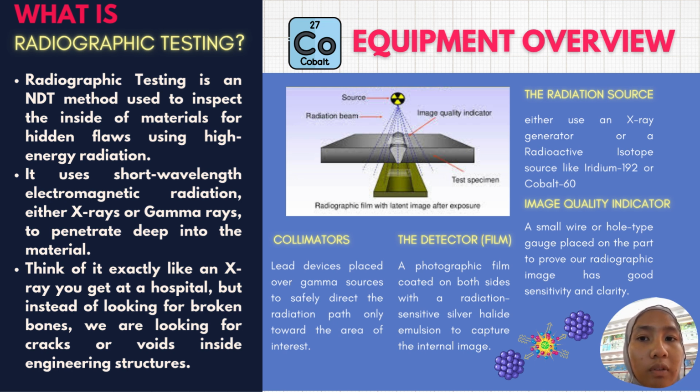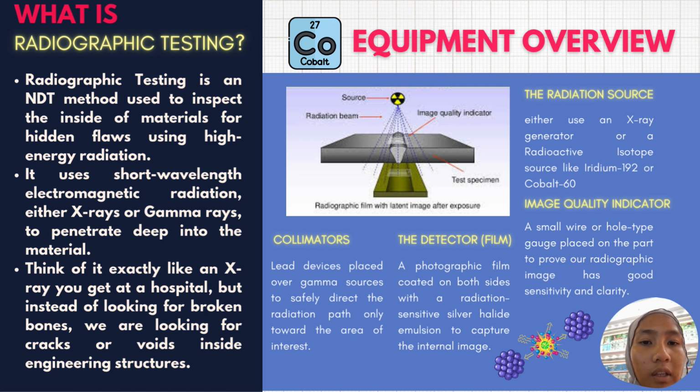For the equipment overview of radiographic testing, first we have the radiation source. We either use an X-ray generator or a radioactive isotope source like iridium-192 or cobalt-60. And then we have the image quality indicator, a small wire or hole type gauge placed on the part to prove our radiographic image has good sensitivity and clarity.